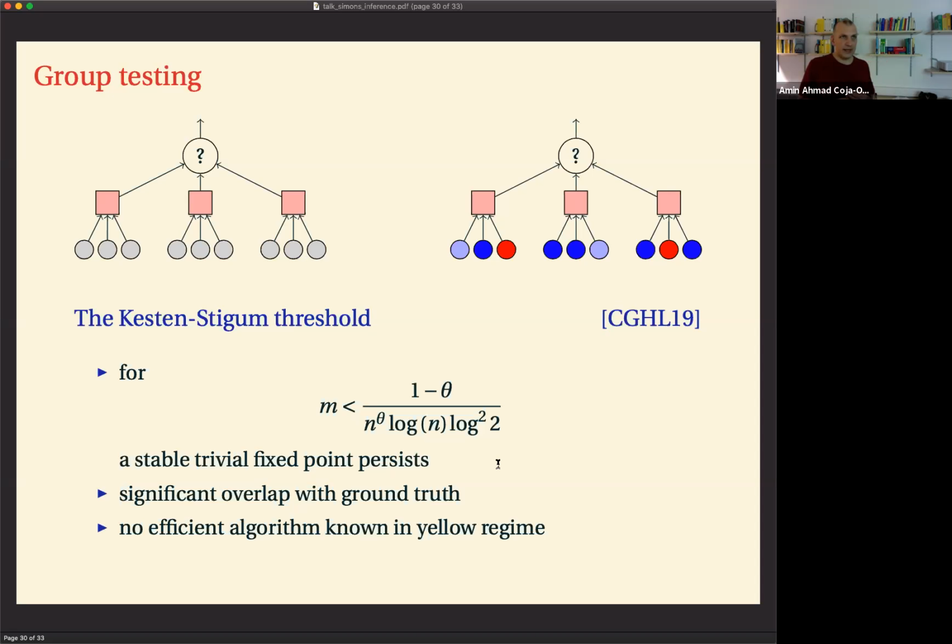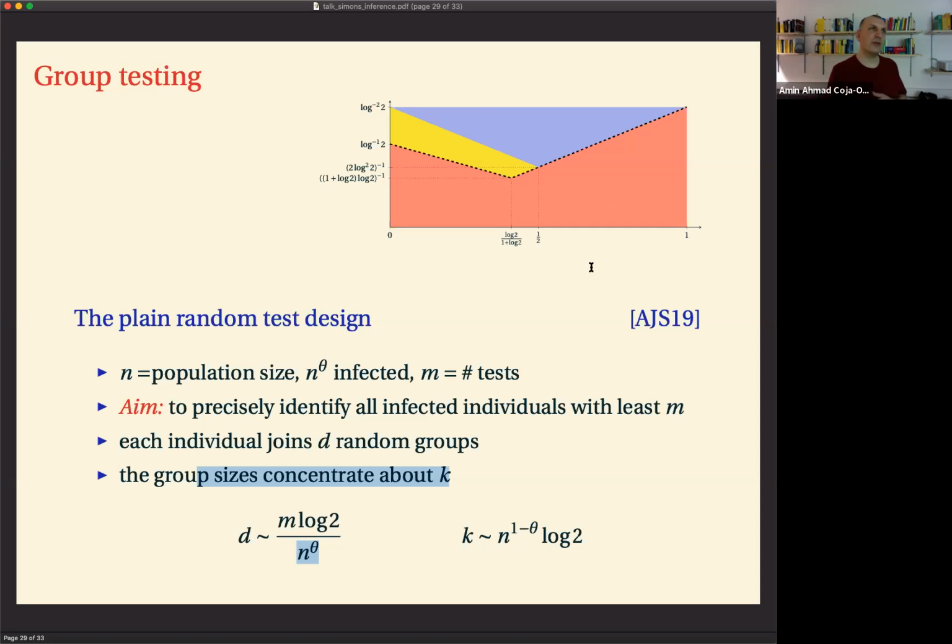In this case, it turns out that if you plot the infection density theta on this axis, and the obvious linear factor in front of the number of tests on this axis, there's quite a large regime here, this red area, where the problem is information theoretically infeasible. So in this entire red area, unfortunately, there's nothing you can do. Provably, it is not possible to infer the set of infected individuals correctly.